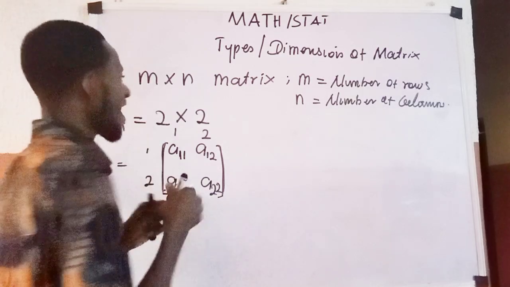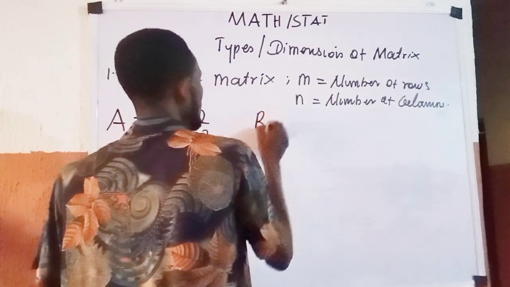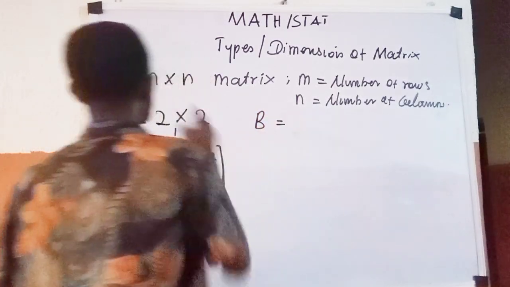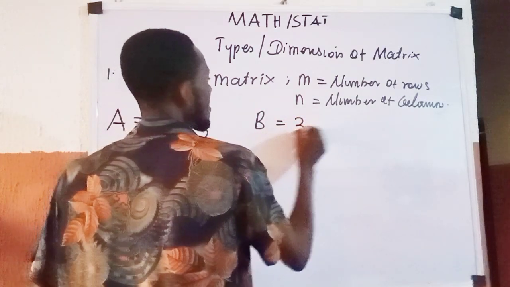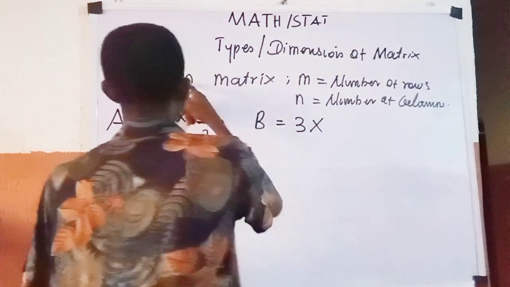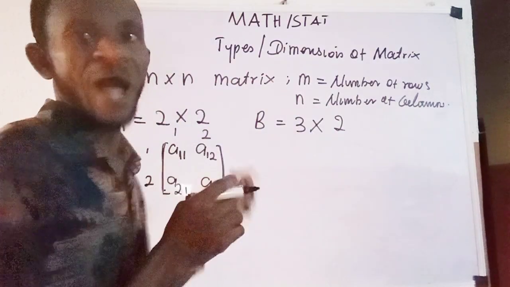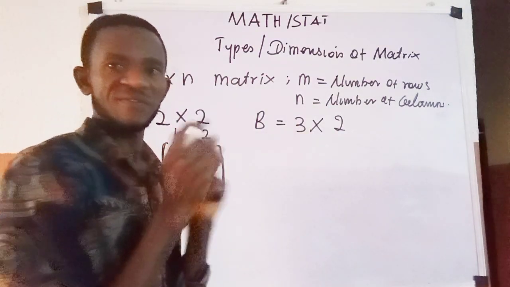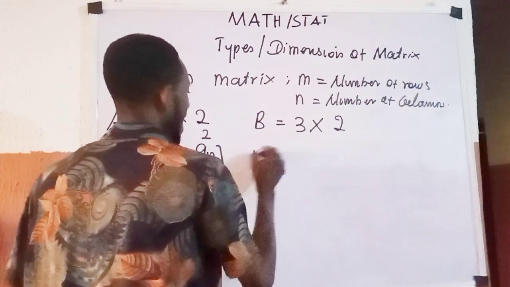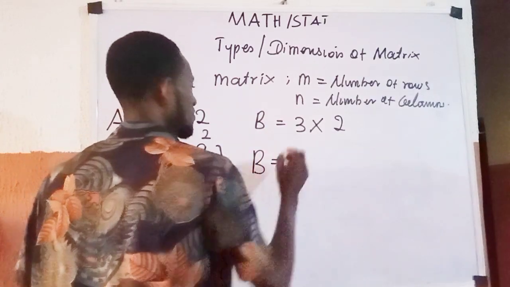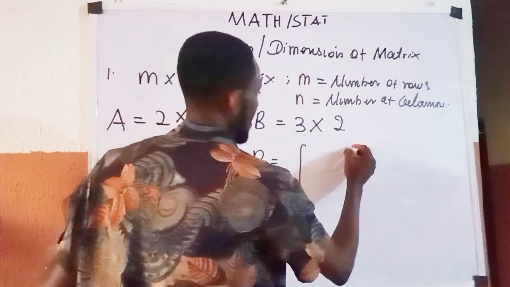Then let us now have another matrix. Let us call it matrix B. Let this matrix B be, I want the number of rows now to be 3, by, I want the number of columns now to be 2. How do we represent this one? Simple. We equally come here and write for ourselves our B. This equals. We now do something like this.